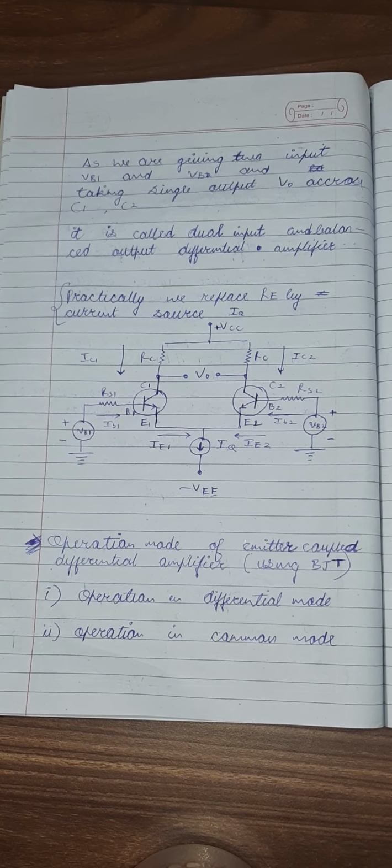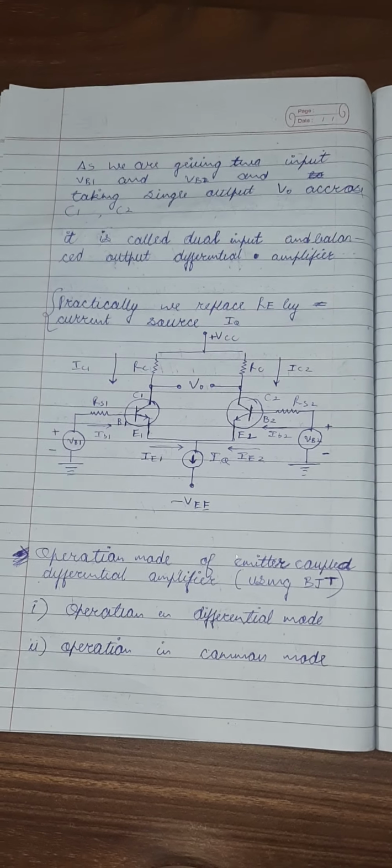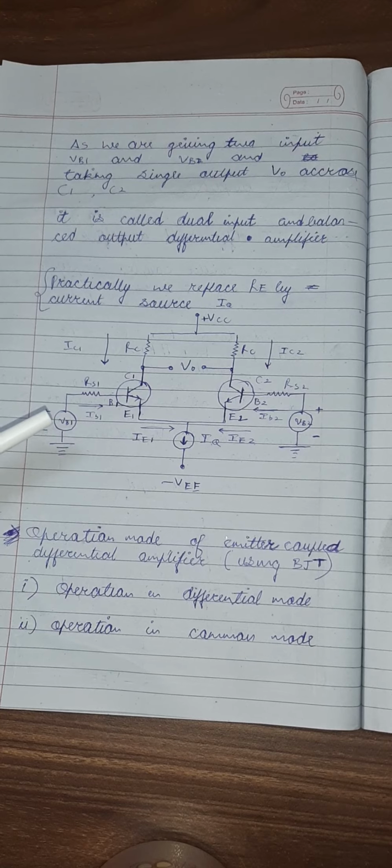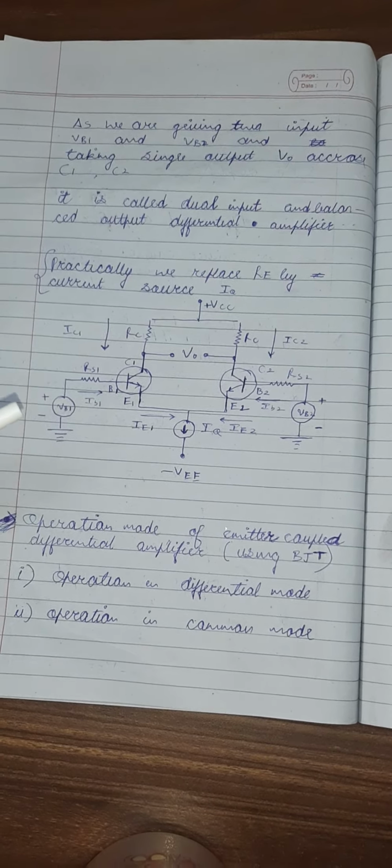Practically, we replace RE by a current source IE. Here we can see the input voltage source for Q1, having base B1. It provides VB1 as the input voltage to B1, the base of the Q1 transistor. Here we have input resistance RS1, and IB1 is the current flowing inward, same as in the first case. Here is the input voltage VB2 to the base of transistor Q2, named B2.